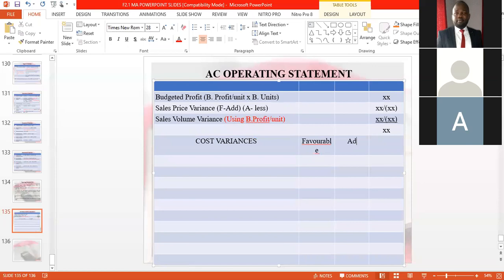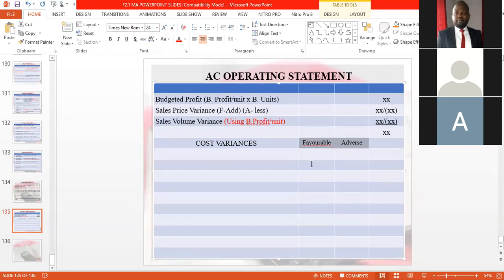If adverse, you post it there. So it can either be favorable or it can be adverse. Now you start with materials price variance. Let's assume it is F. I'm just guessing. I don't know. It can be F or it can be A. So let's assume it is F. So if it is F, you'll post it there. So there is nothing for A.